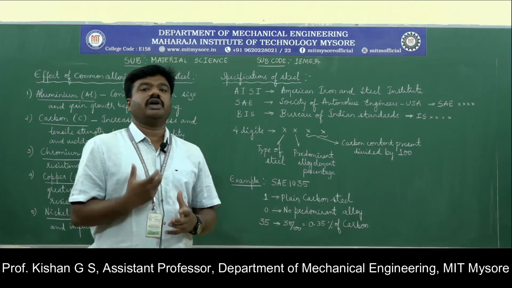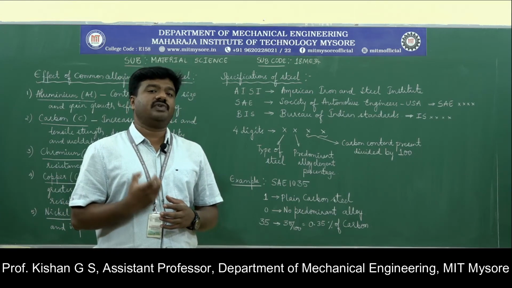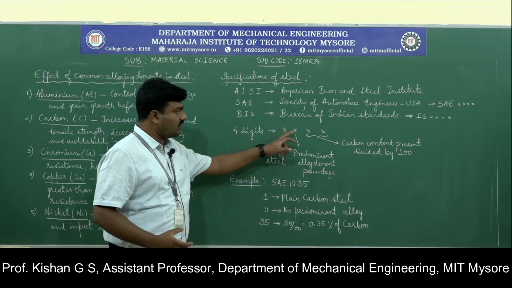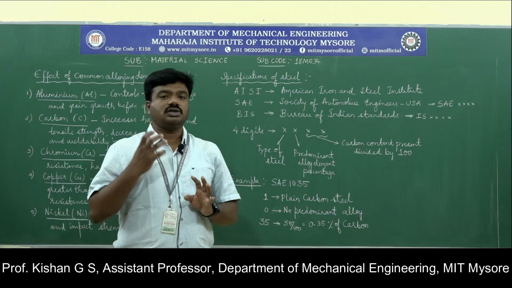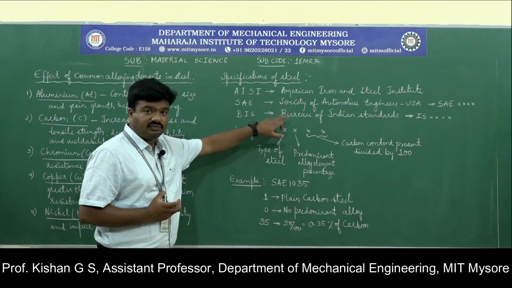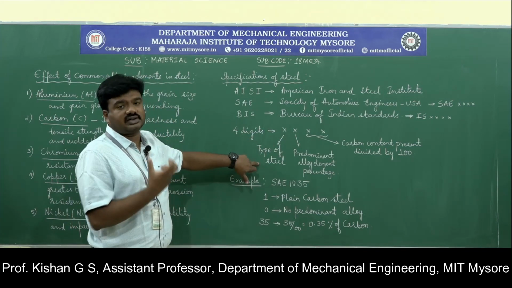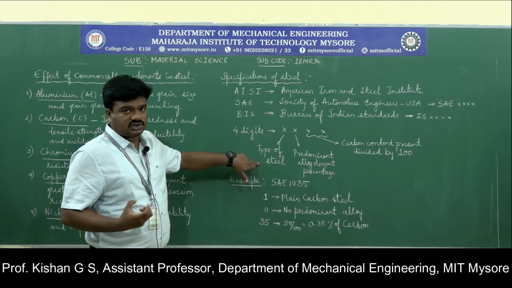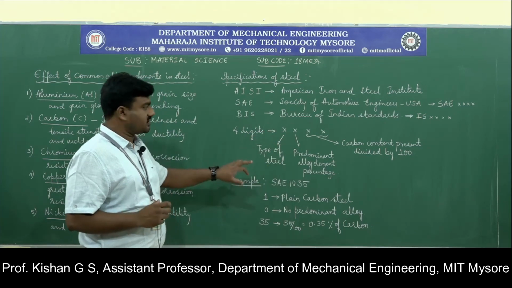These are the agencies that define the specification of steel that can be considered for various applications. The specification of steel is represented by a 4-digit series, 1, 2, 3, 4. These 4 digits are the representation for the steel and its specification. The first number in the 4-digit series represents the type of steel. We have a categorization of steel defined by 1, 2, 3, 4, 5, 6 and so on.